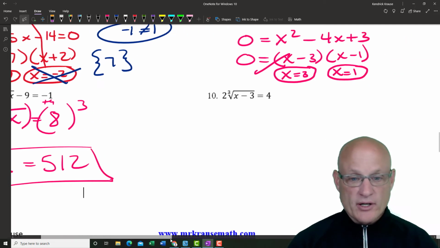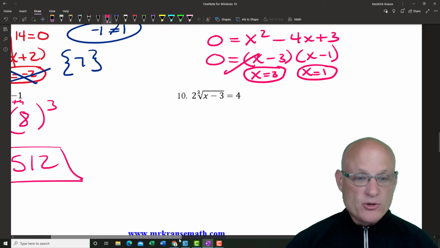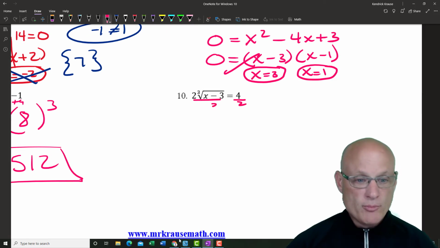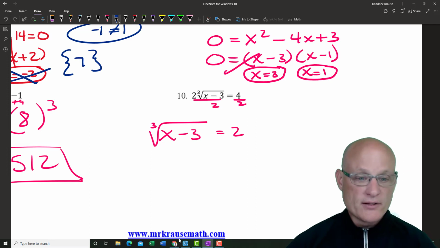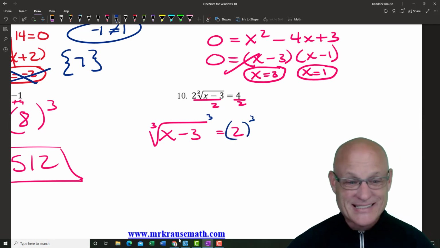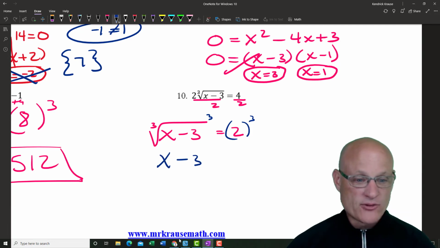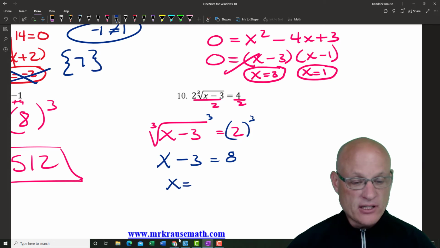All right, let's get this weird thing alone. We're going to divide both sides by 2. So I get cube root of x minus 3 equals 2. We're going to cube both sides. Remember, 2 cubed is not 6, it's 8. So I end up with x minus 3 equals 8. Add the 3 over, I get x equals 11.